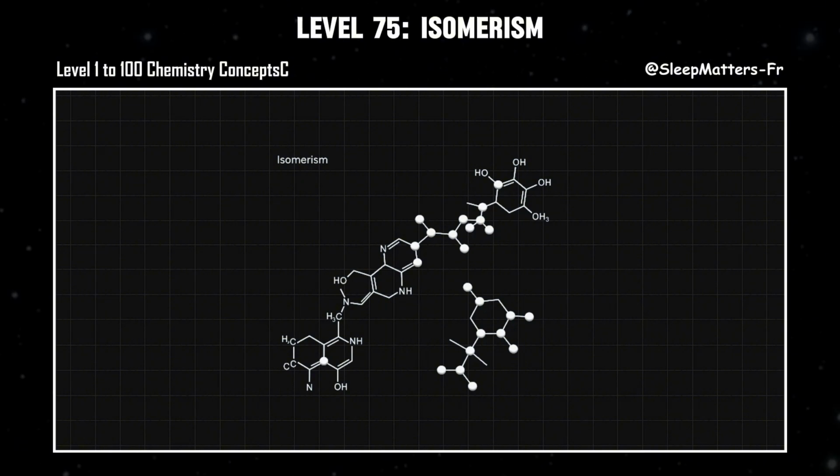The difference between a life-saving medicine and a dangerous poison can be just a slight change in how the atoms are arranged. Understanding isomerism is like learning to read this secret code. It is a reminder that in the world of chemistry, even the smallest change can make a world of difference.